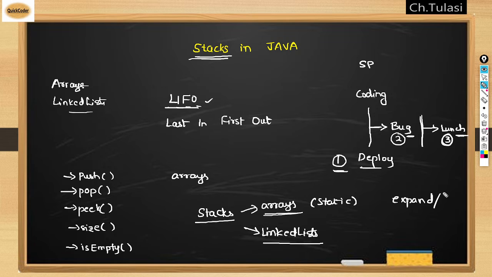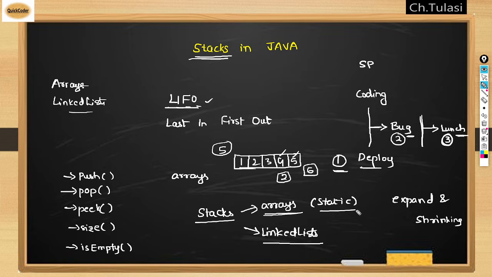Expanding and shrinking is not possible here. For example, see this is an array. The elements come one by one like 1, 2, 3, and we are creating an array of size 5. We inserted only 3 elements. So there is space to insert 2 more elements, but it is wasted. Or else, if I inserted 5 elements and I want to insert another element, 6, there is no expansion because I created an array of size only 5.